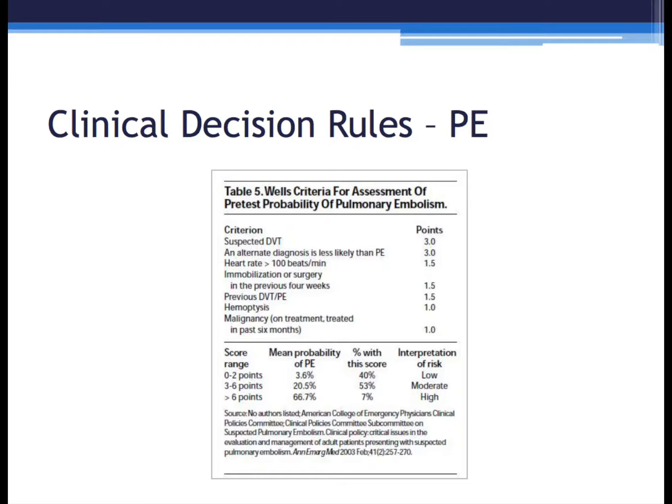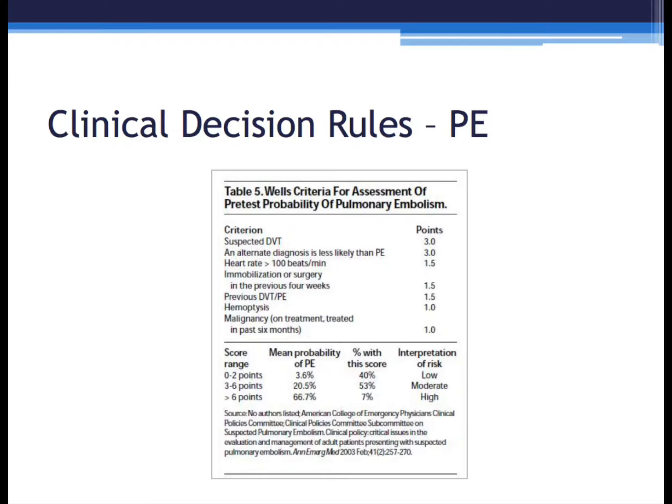Well, yes, because a DVT would mean a deep vein thrombosis that originates in the leg. This patient had an edematous leg that was erythematous and tender. Those are very suspicious clinical signs for DVT. So right off the bat, she's a 3 for points.